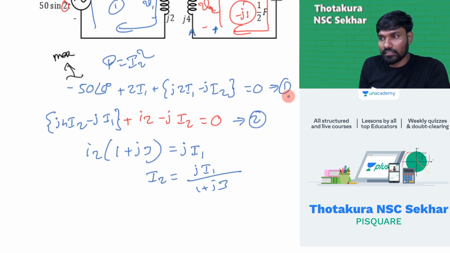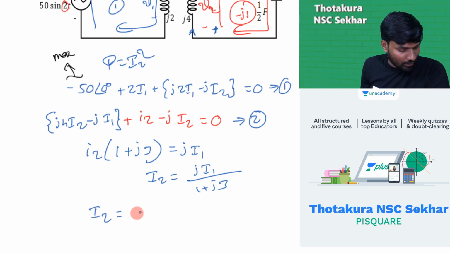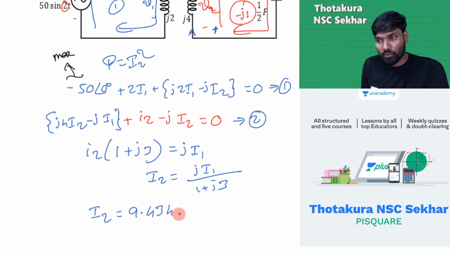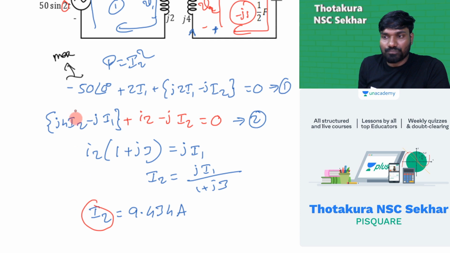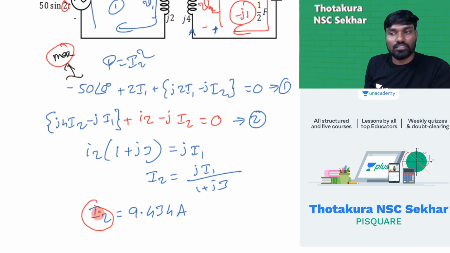After solving this equation, I2 is equal to, you will get it as 9.434 ampere. If I'm not wrong in calculation, this is supposed to be the answer. If I'm wrong in doing the calculation, there will be a different answer, but the process is the same, right? What is this value? The point to notice here: that is a maximum value, I2 max, because we have taken the maximum.